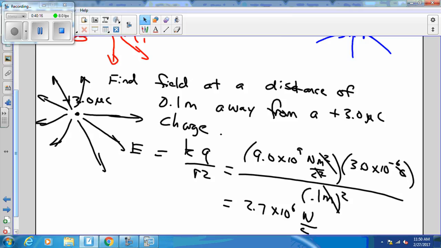Why is it out away from? Because we have a positive charge. And right here at a distance of 0.1 meters, the field strength is 2.7 times 10 to the 6th newtons per coulomb. Meaning that if I put a 1 coulomb charge in there, which is humongous, it would experience a force of 2.7 times 10 to the 6th newtons, which is approximately the weight of something that's several thousand tons. The unit is newtons per coulomb.